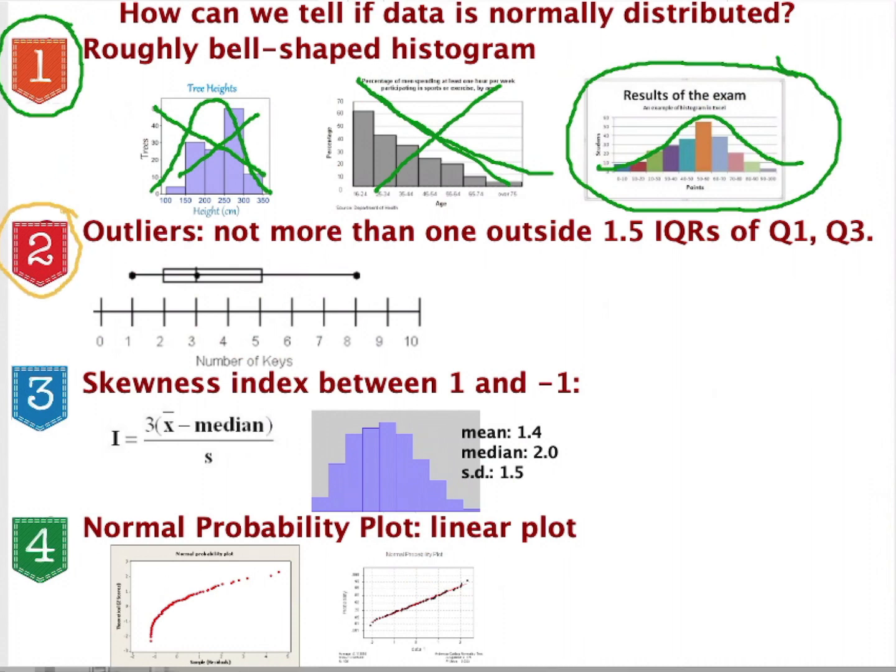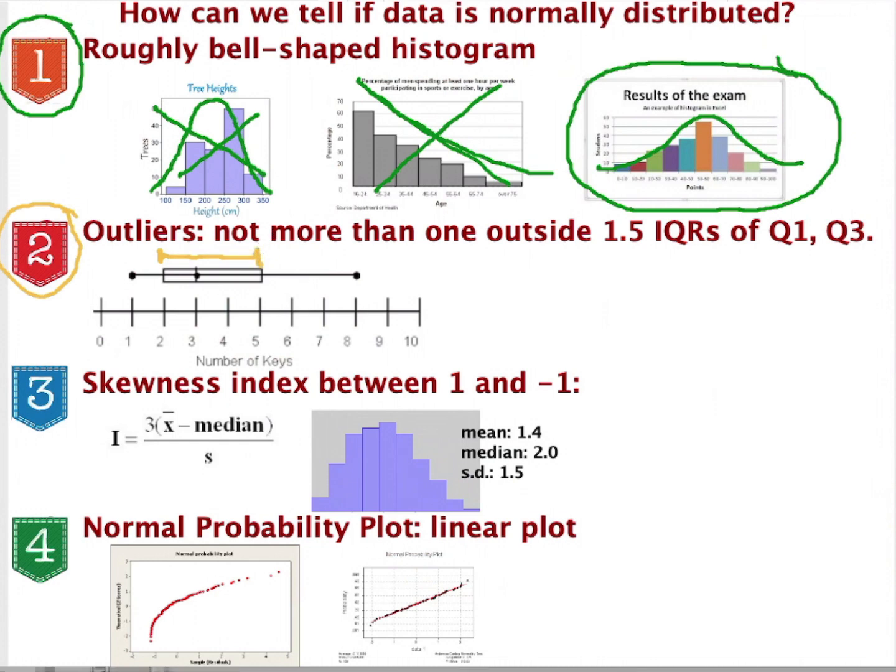Criteria number 2, you want to look at the outliers, because if you have too many outliers, remember on a normal curve, your outliers should be very low probability. So if you have a lot of outliers, the normal distribution isn't going to fit very well. And there's actually a calculation you would do. Do you remember what an IQR is?